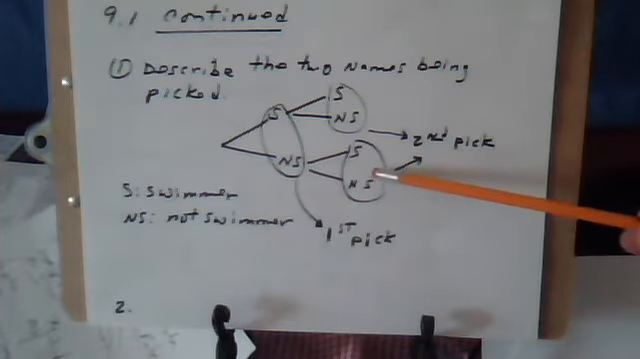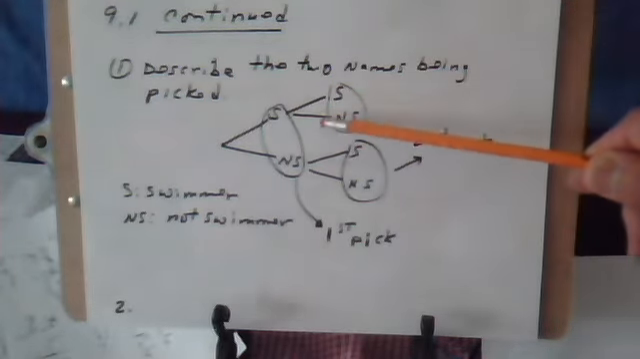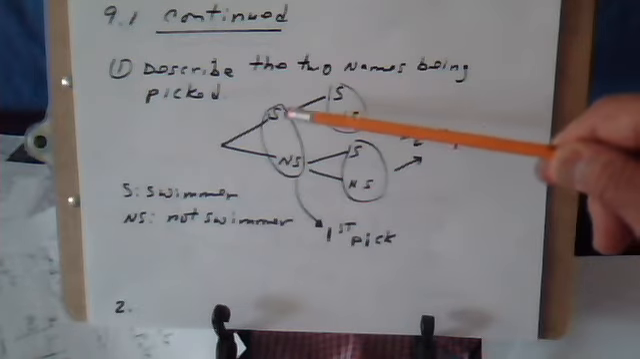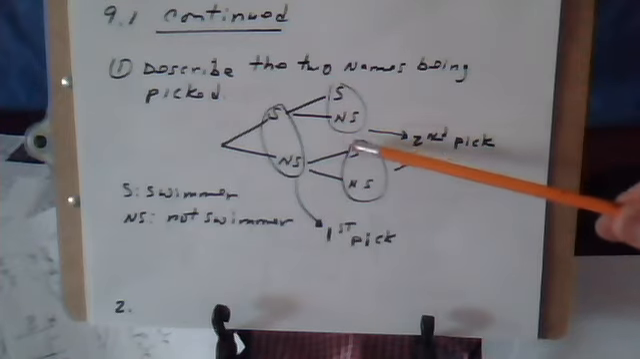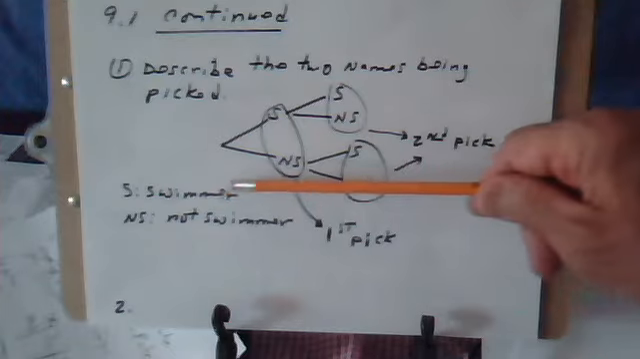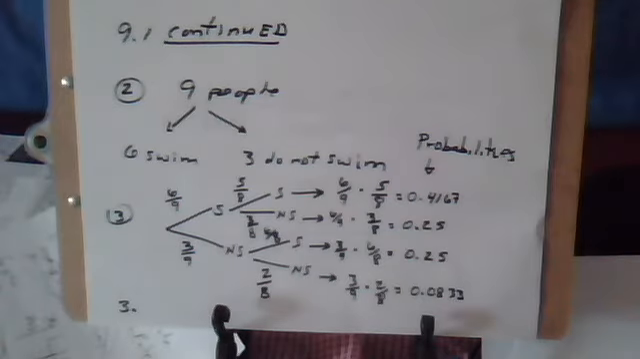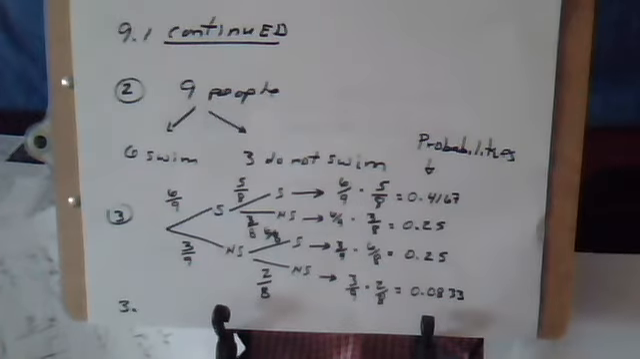For the second pick, if you already picked a swimmer, the next pick could be a swimmer or not a swimmer. If the first pick was not a swimmer, then the second pick can be a swimmer or not a swimmer. Notice S is for swimmer and S with a bar is for not swimmer. So we continue. There's a total of 9 people: 6 swimmers and 3 that do not swim.